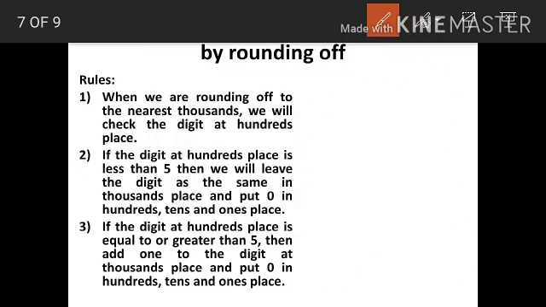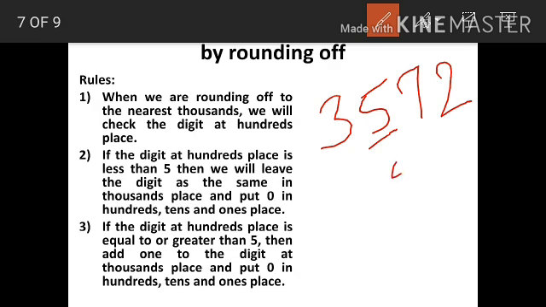So, now what about if the digit at hundreds place is equal to or greater than 5? Then we have to add 1 to the digit at thousands place and put 0 in hundreds place, tens place and ones place. Now check the number 3572. What we have to do here? We have to check the digit at hundreds place. We get the answer as 5. And so we know that 5 is equal to 5.